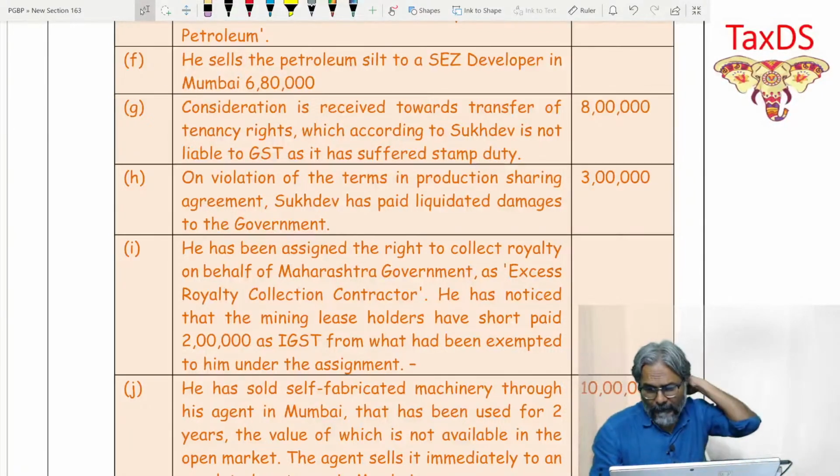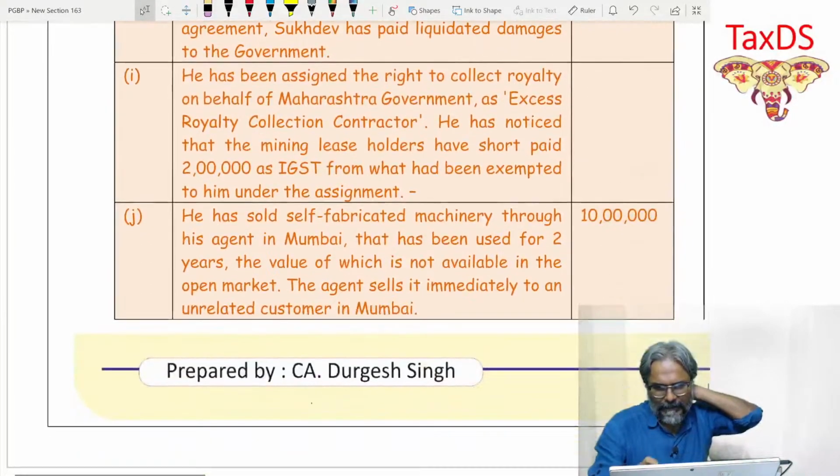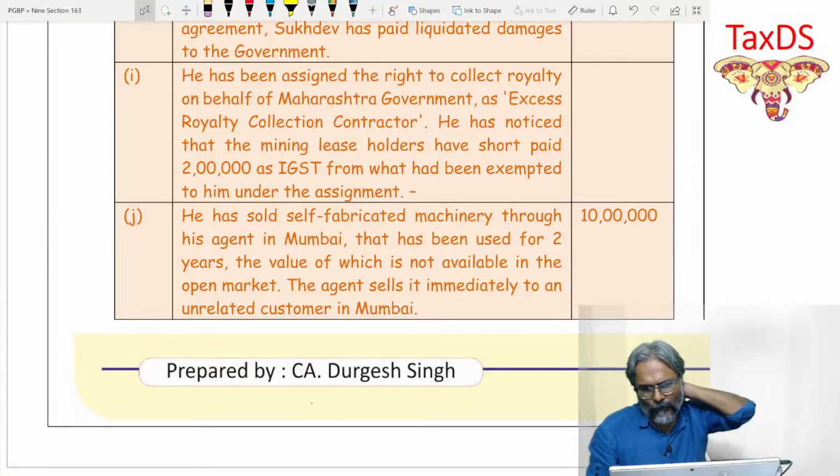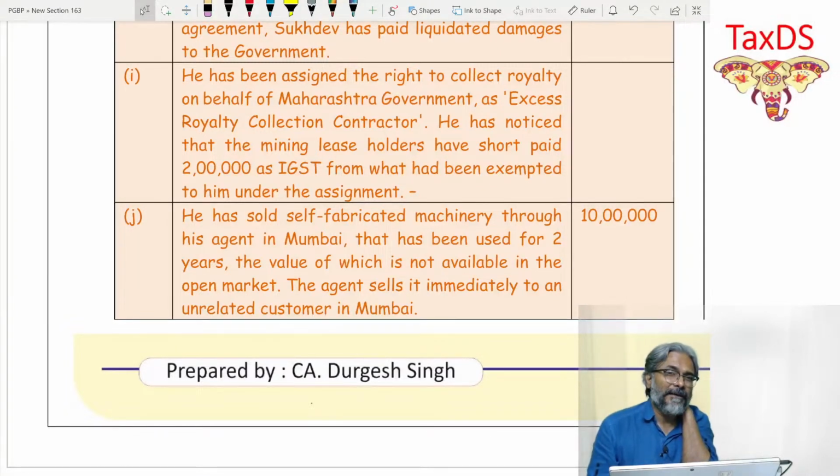This particular point will be put across in this particular context. He has sold self-fabricated machinery through his agent in Mumbai. That has been used for 2 years, the value of which is not available in the open market. Please remember, in this case, he has sold self-fabricated machinery through his agent.